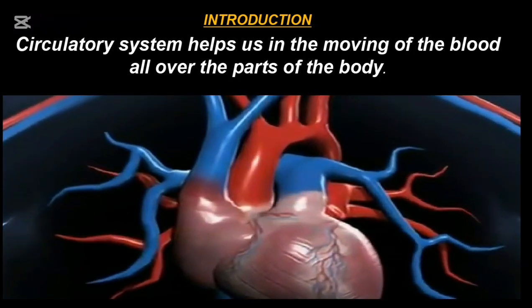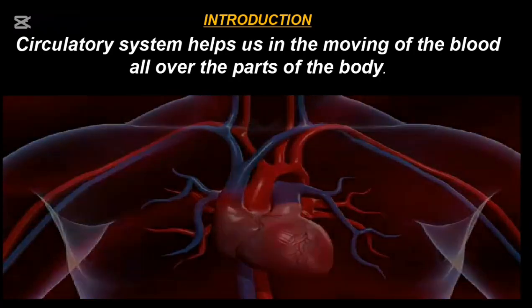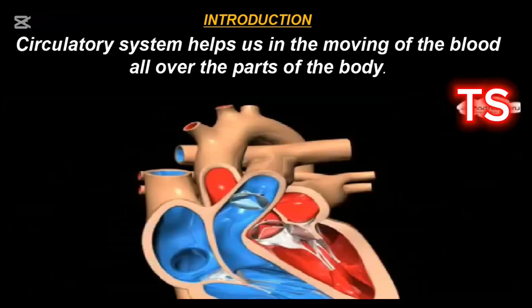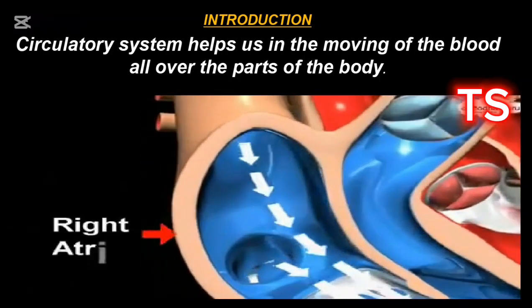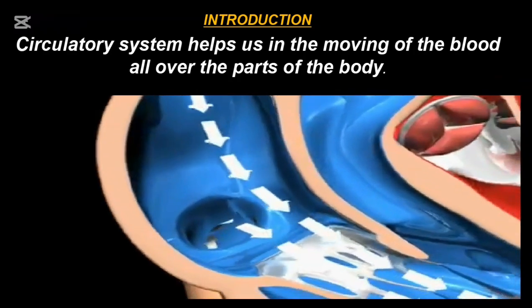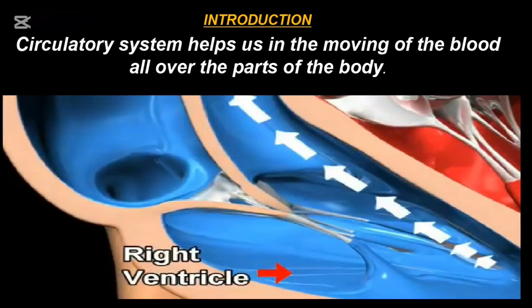Also, the circulatory system comprises, as we said, three main parts. One is blood, number two is the heart, number three is the blood vessels. This video shows us how blood circulates into different parts of the heart. We will talk about those parts of the heart.